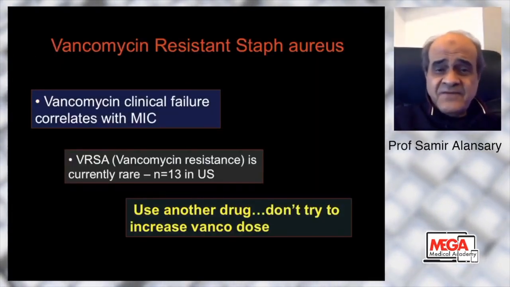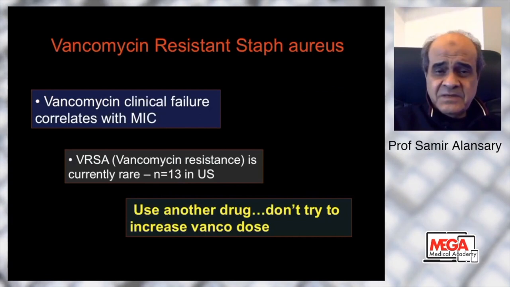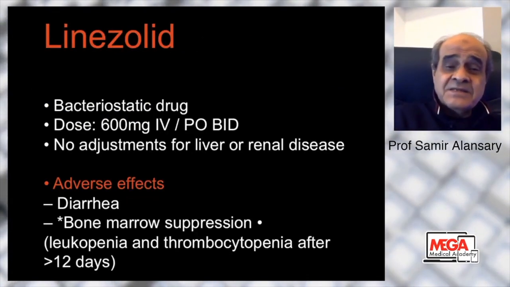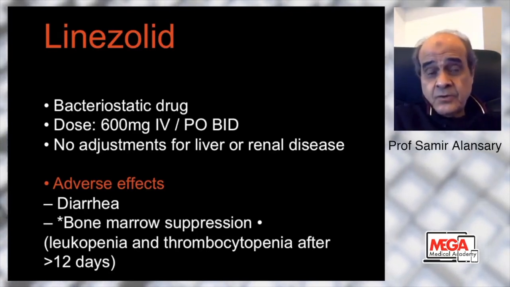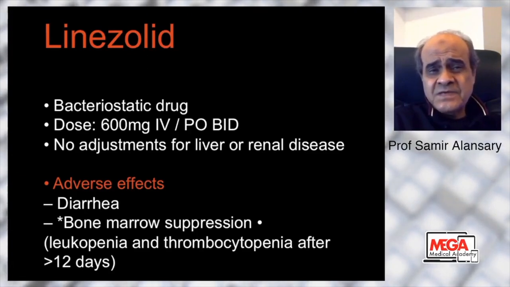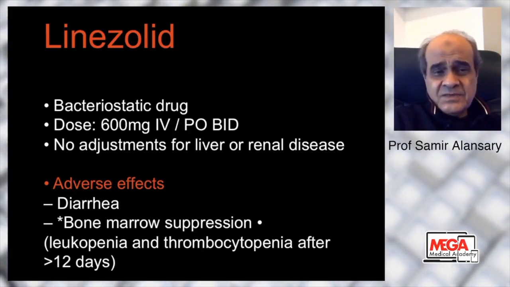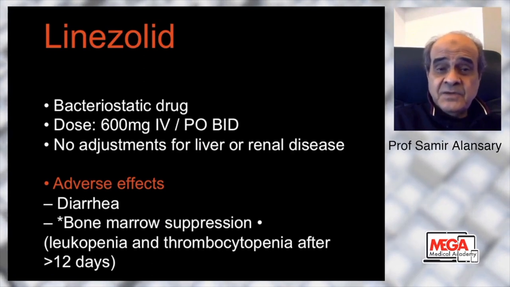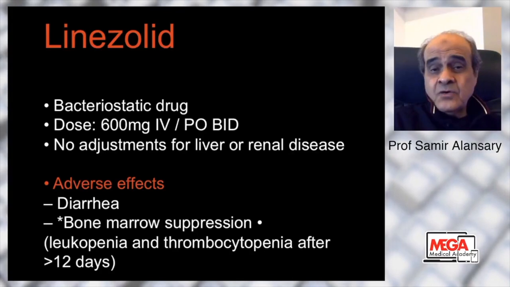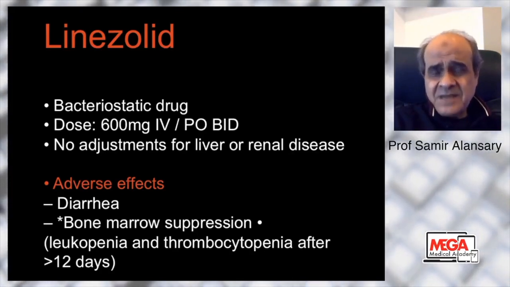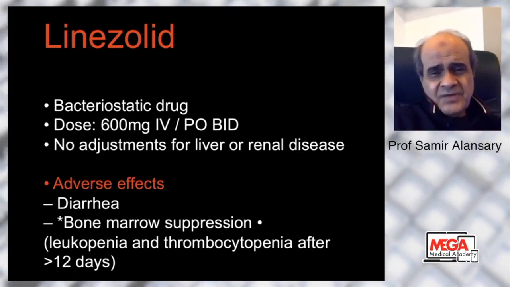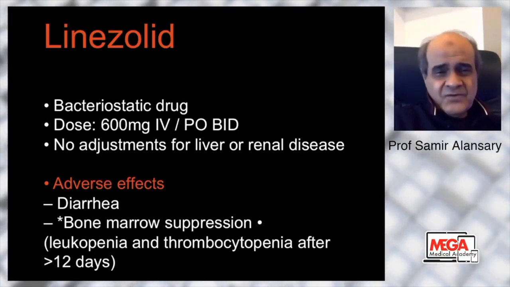Vancomycin resistant staph, as I said, is very rare now, about 30 cases. Linezolid is another drug. It is bacteriostatic, not bactericidal, but it may be bactericidal in some cases, or if we use it in large dose. Dose is 600 milligram IV or per oral BID. No adjustment for liver or renal diseases, but there may be some liver and renal problems, minimal, but we have to take care.